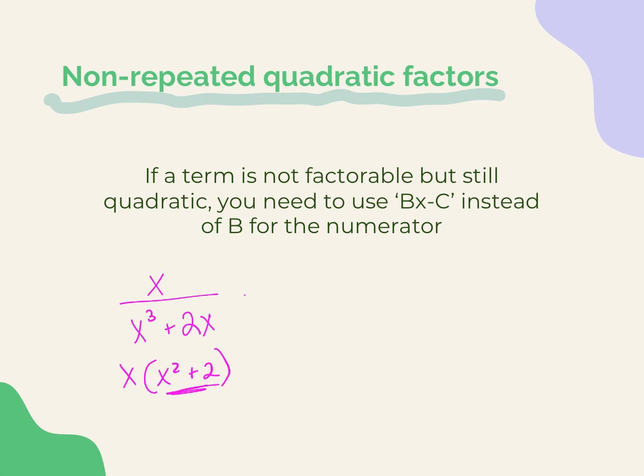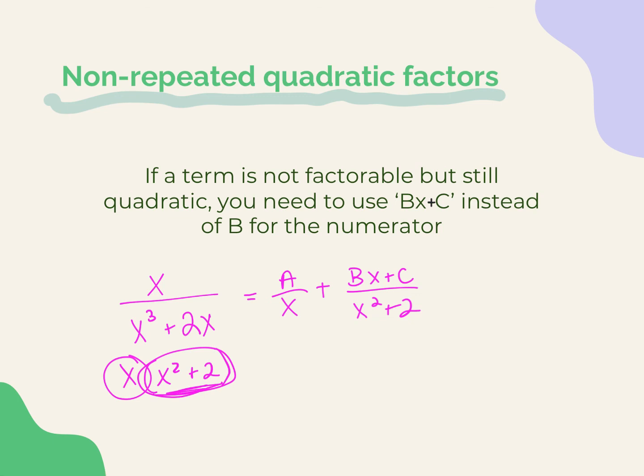In that case, when we split it, the single term here would get the a, but the quadratic term, instead of just getting b, gets a bx plus c over whatever that second denominator is. In this case, x squared plus 2. Then you would multiply out by what's missing and then regroup it the way that we just did.